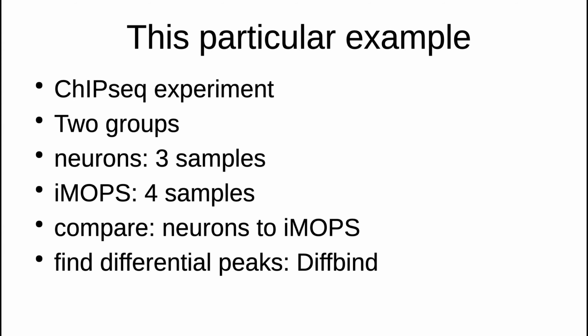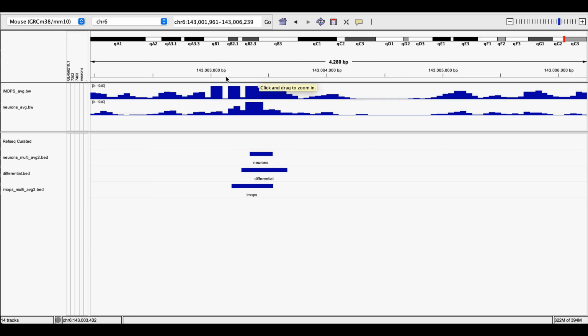Of course, I mean this particular case where we have a ChIP-seq experiment comparing two groups of cells. One is 3 samples, other 4. Comparison is simply neurons to iMOPs, and differential peaks are detected using DiffBind. In this case, it is enough to show average for iMOPs, average for neurons, whether it is a differential peak, it is. How it looks in neurons, the peak is here.